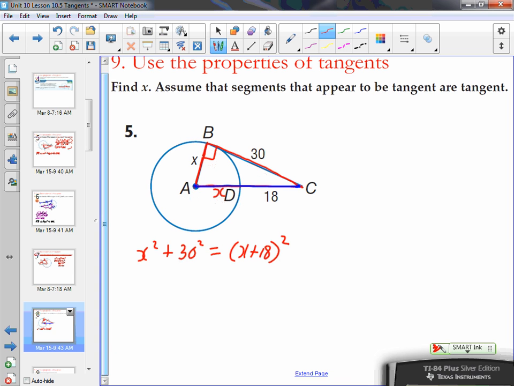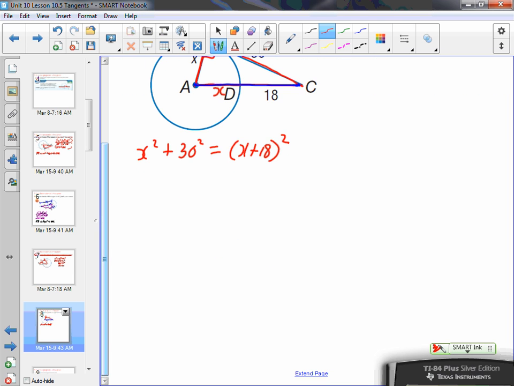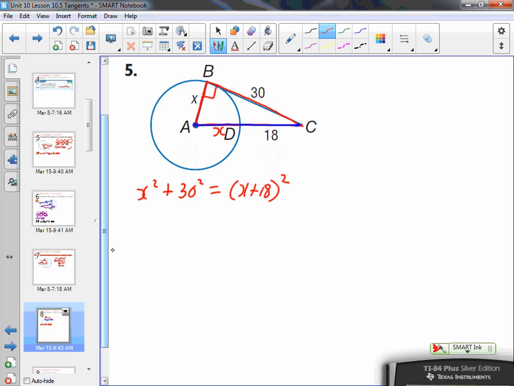Now, before we do that, it turns out to be easier than you're afraid it's going to be. You guys with me on setting this up? All right, we know what x squared is. It's x squared. 30 squared, 900. Now, to square something, you multiply it times itself. So to square x plus 18, I multiply x plus 18 times x plus 18, FOIL method.